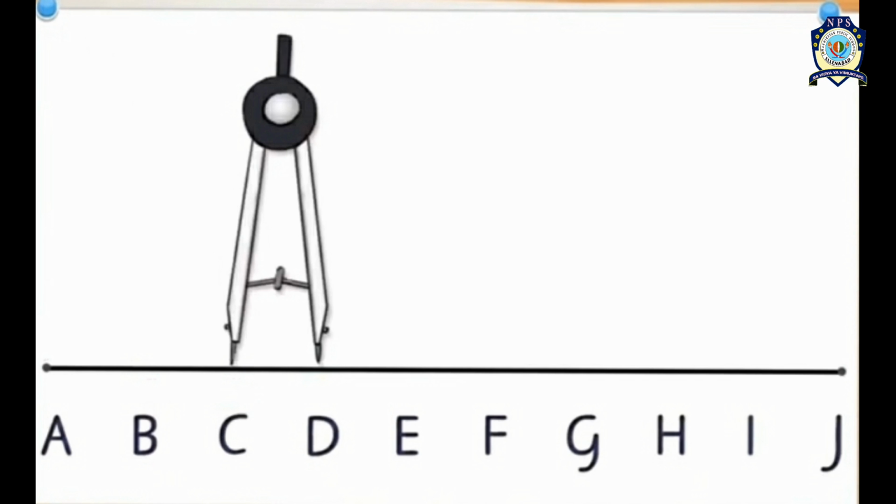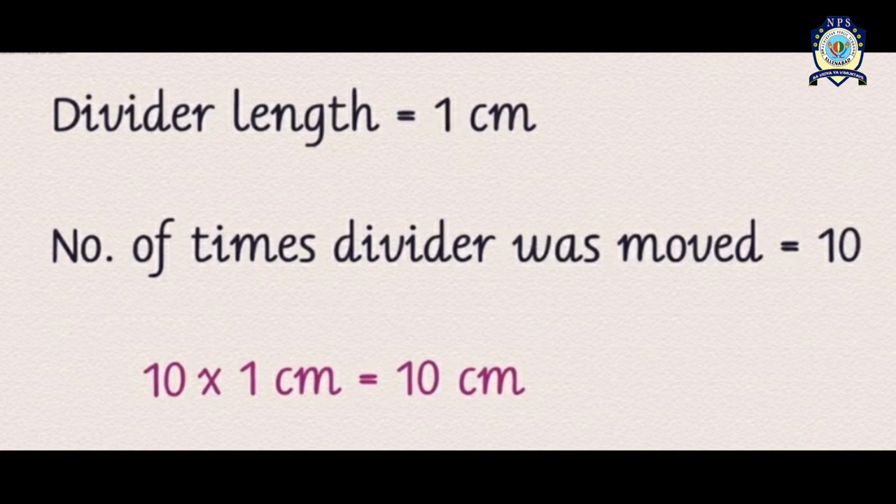For that, what we will do, the divider length was 1 centimeter, and the number of times divider was moved, that is also 10 times. So 10 into 1 centimeters gives you 10 centimeter of the reading. So like this you can find the length of the straight line with the help of divider easily.